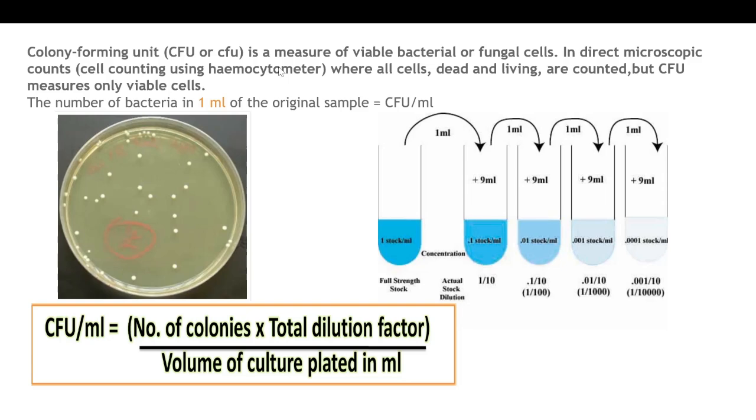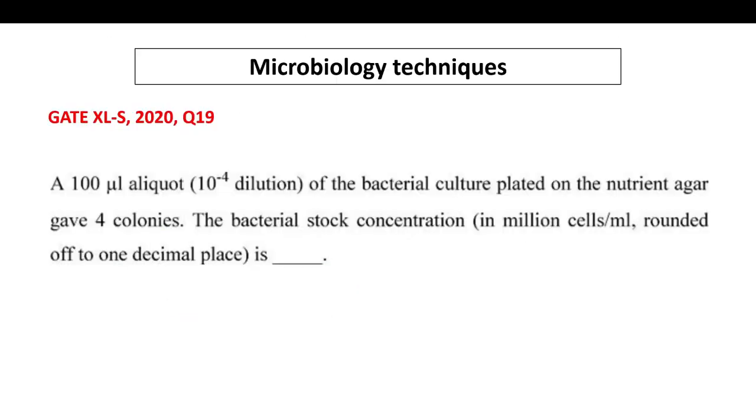Okay, so now let us look back into the question. It says that a 100 microliter aliquot of bacterial culture was plated on nutrient agar, which gave 4 colonies, and the dilution is given as 10 to the power minus 4, and 100 microliter has been plated.